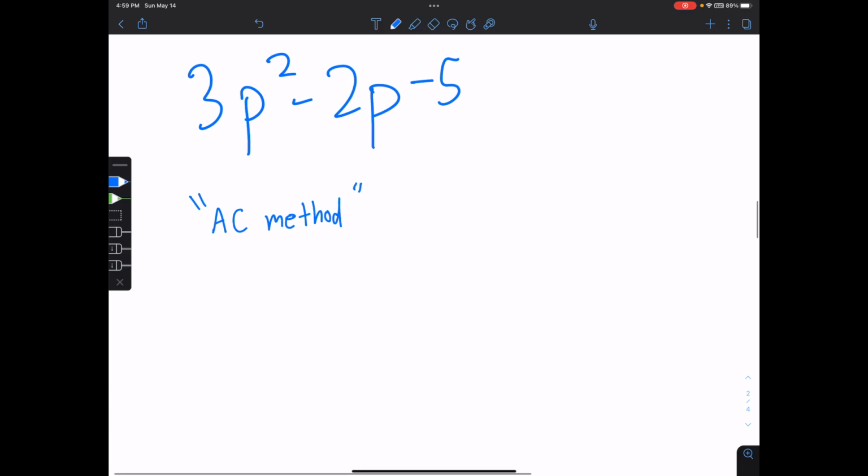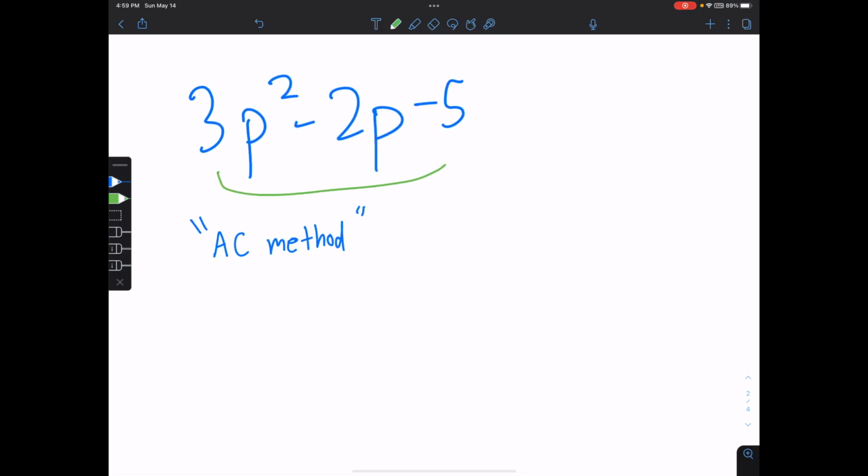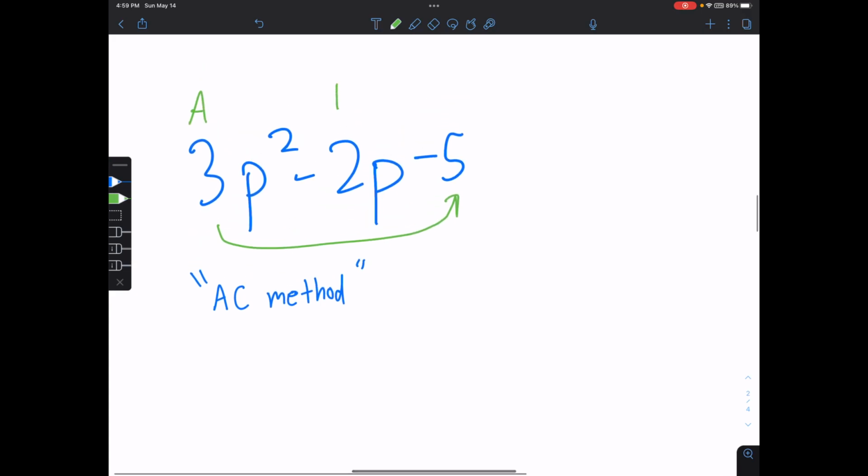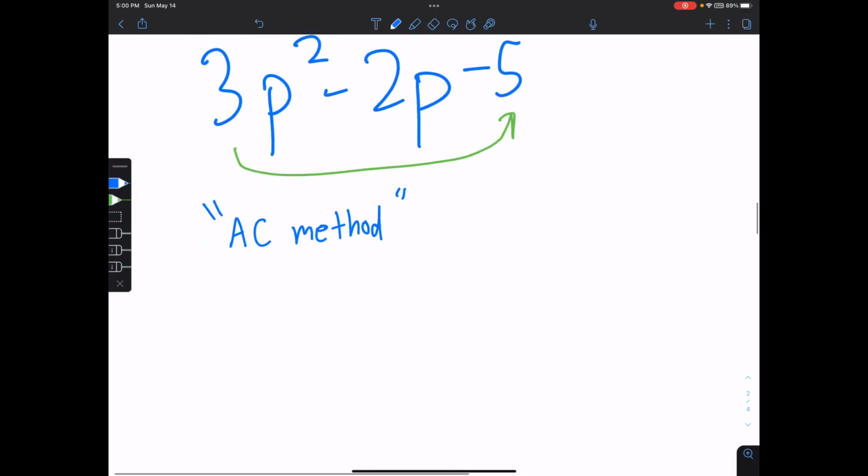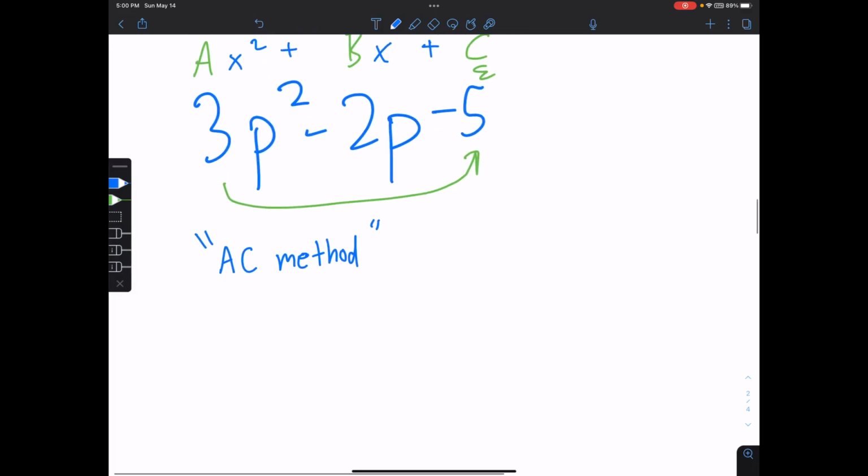But AC method, it's where you multiply the A value by the C value, and of course, this will be A, this will be B, and this will be C. And any quadratic will be in this form, okay? And so you want your A value to be in front of your x squared, your B value to be in front of your x, and C value to be on its own, right? And so A times C, right? A times C, you would get negative 15, right?